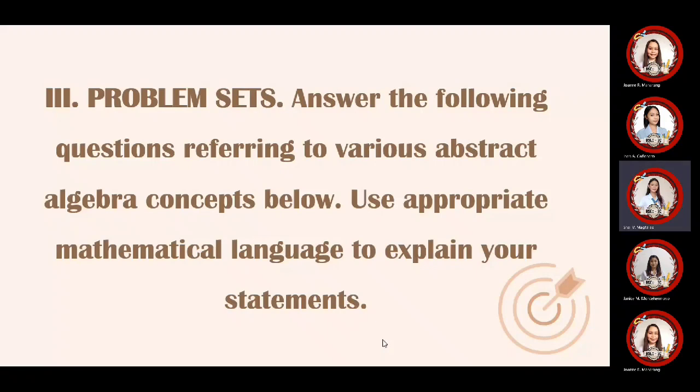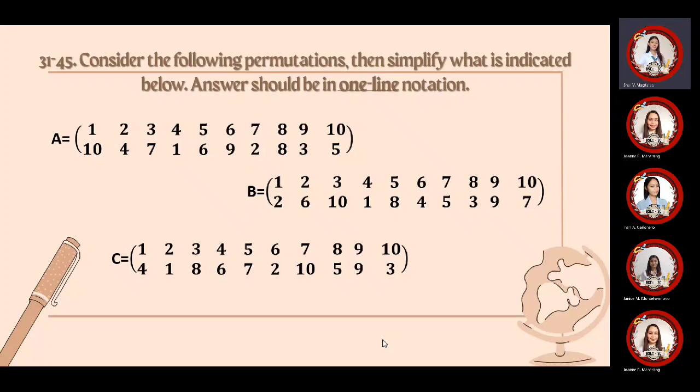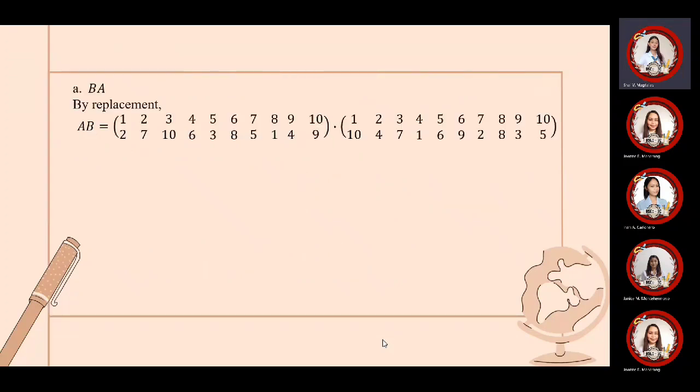So the third part is problem sets. So this is the given. For letter A, B times A, by replacement, A times B.